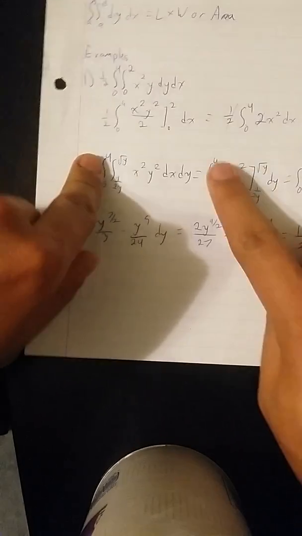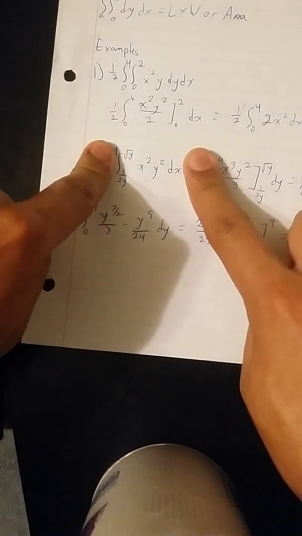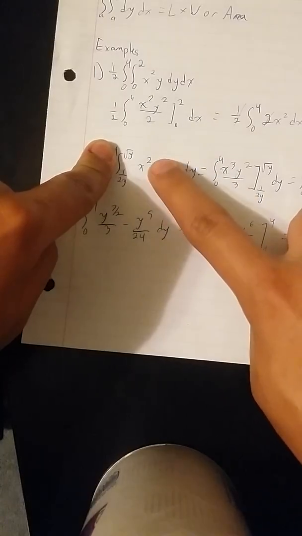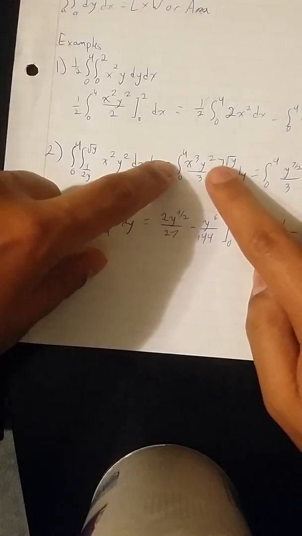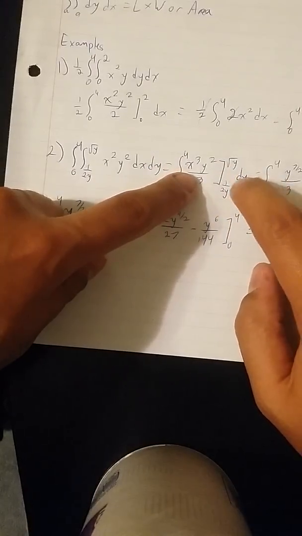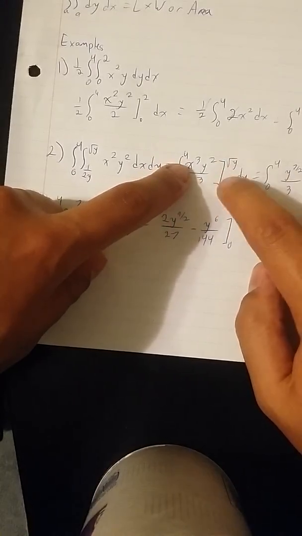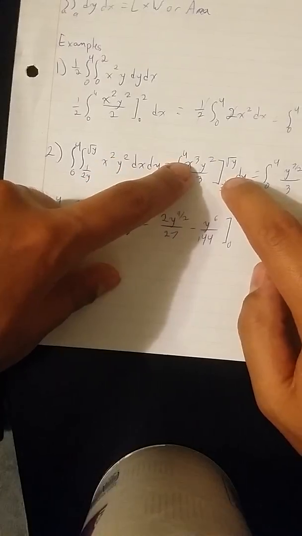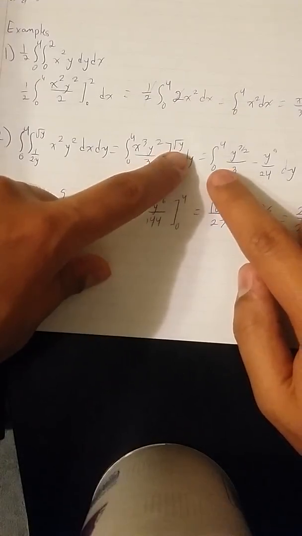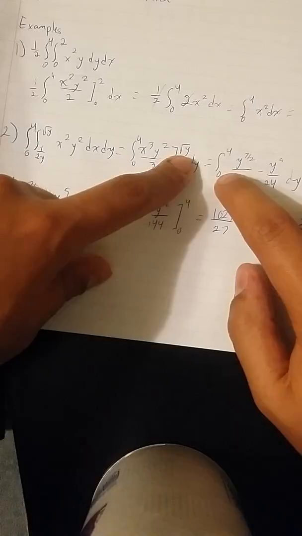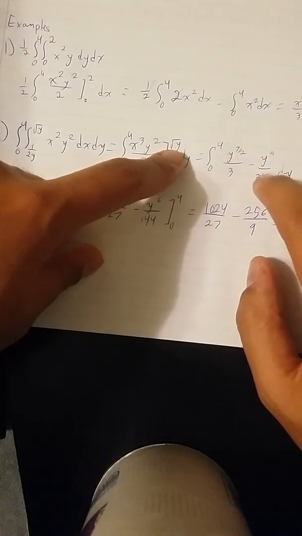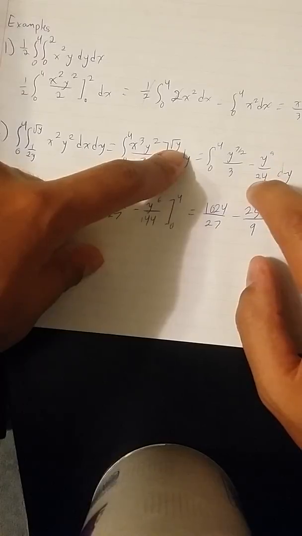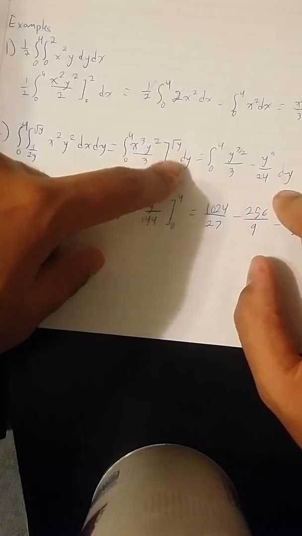So we first find, like I said before, the integral inside in terms of x. The y would just be a constant, so it would just be x cubed over 3. That's why we have this. Then we just have to plug in these two for all the x's right here. In the end, it would just be the integral from 0 to 4 of y to the 7/2 over 3 minus y to the 5th over 24 dy.